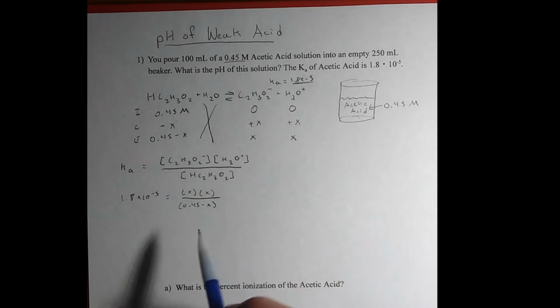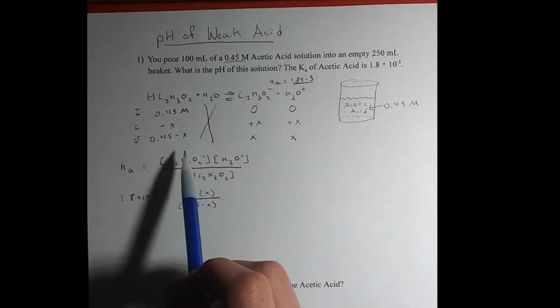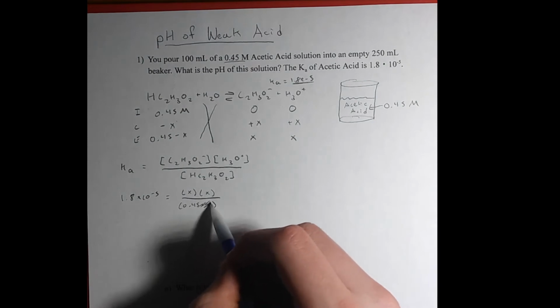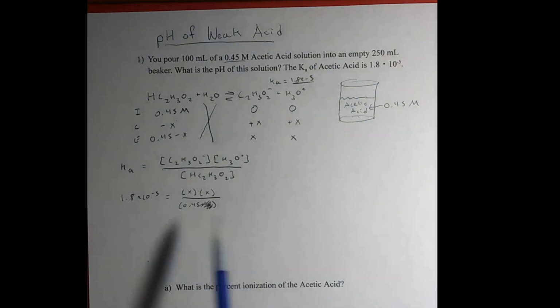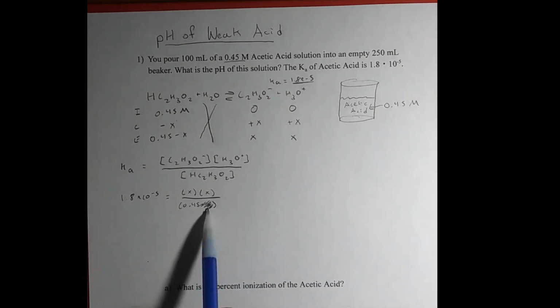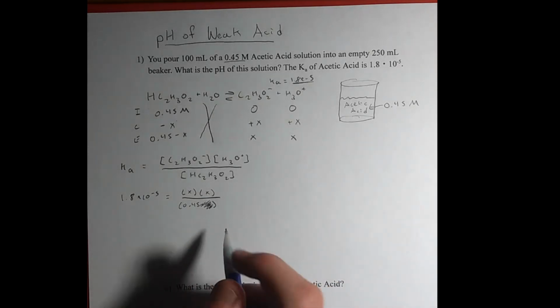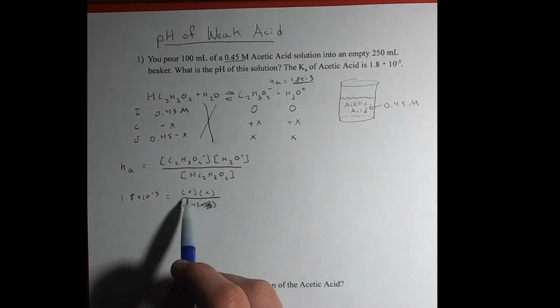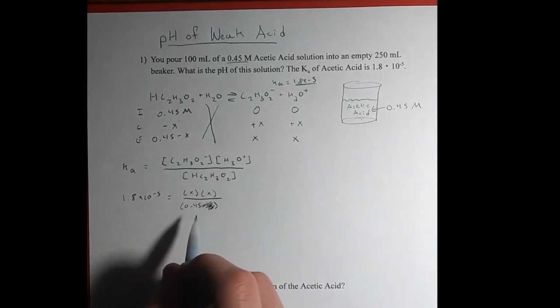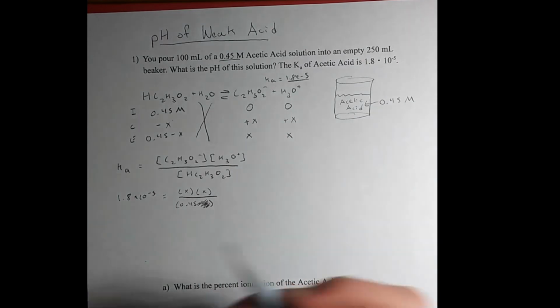So if x is way smaller than 0.45, then we can just cross it out here entirely, because 0.45 minus x will still be 0.45. So we can completely ignore it in this subtraction, but we have to leave it up here. That simplifies our equation a lot. Now we have 1.8 times 10 to the negative fifth equals x times x, which is x squared, over 0.45. Now it's pretty easy to solve.